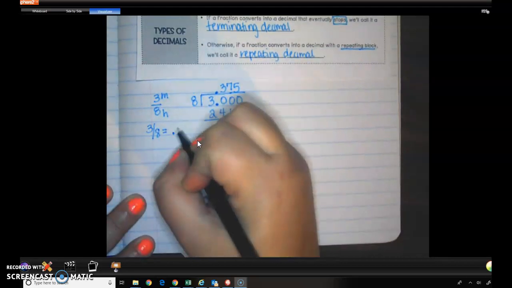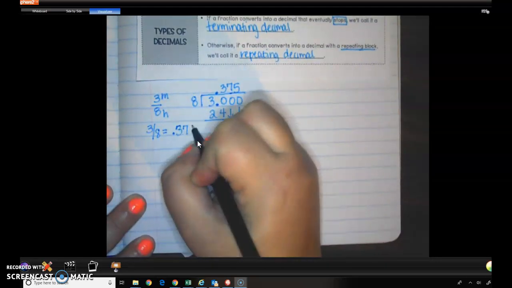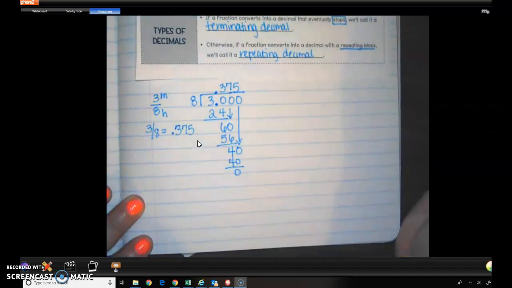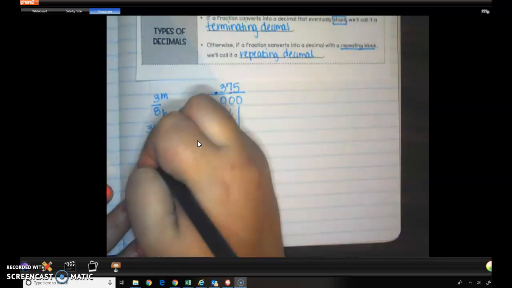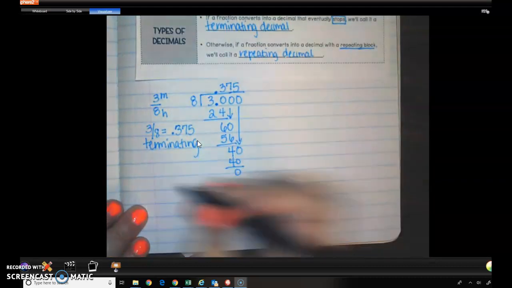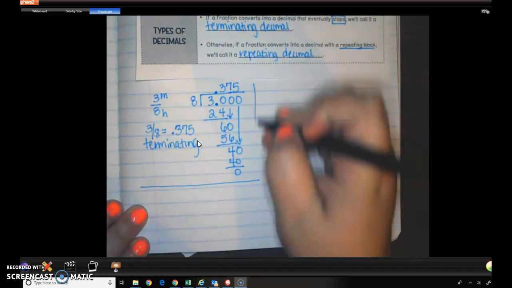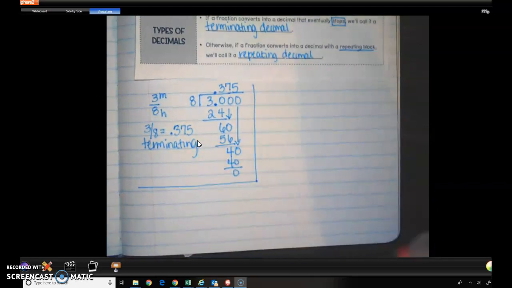So 3/8 equaled 0.375. And now we decide, is that a terminating or a repeating? Did it come to a stop or did it keep on going? It came to a stop, so it is terminating. Alright, and I'm going to put a box around that. If you want to do squiggly, if you're someone who likes to make it look pretty, that's fine. I don't really care. Alright, let's do another one.